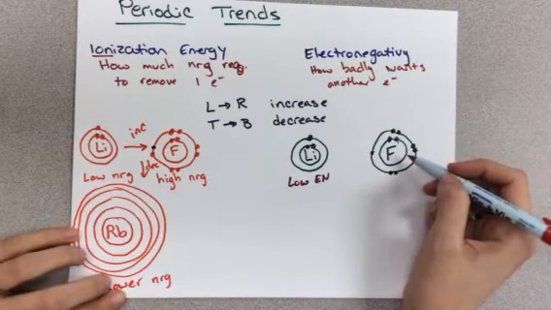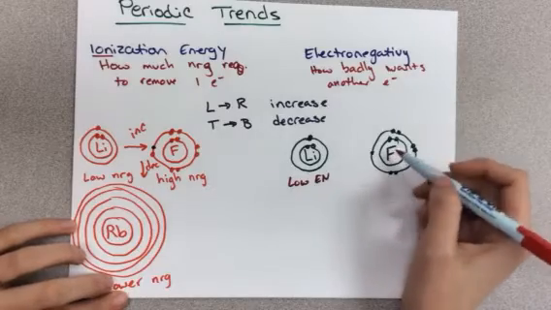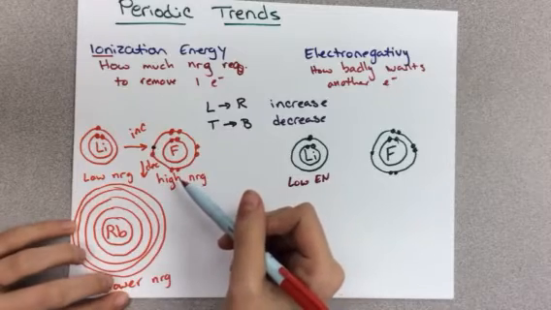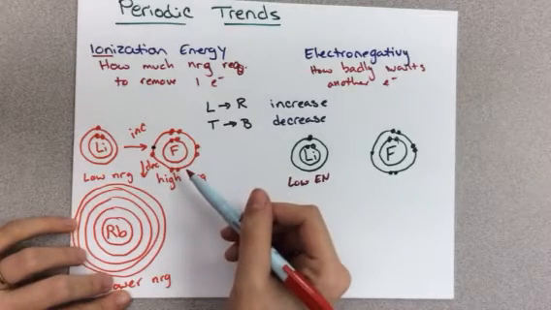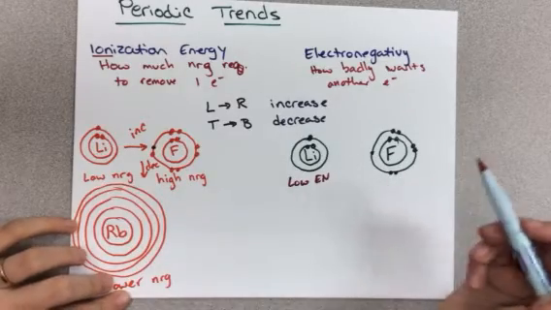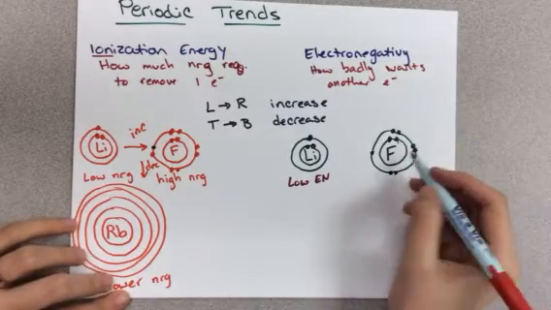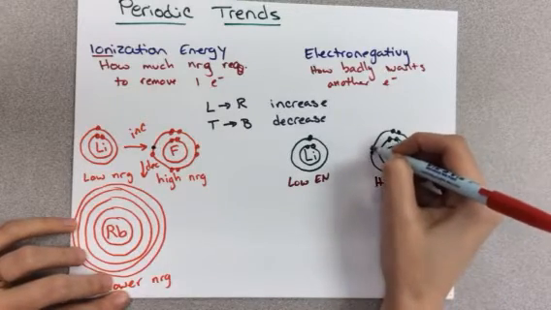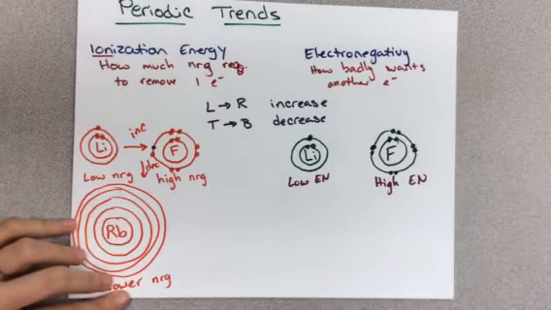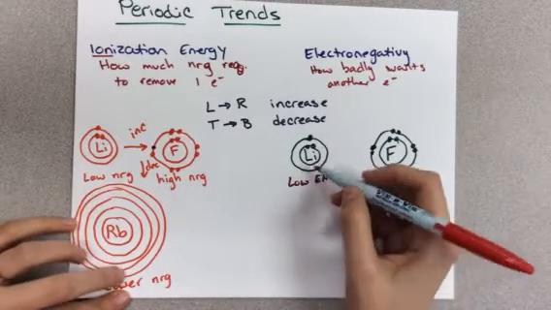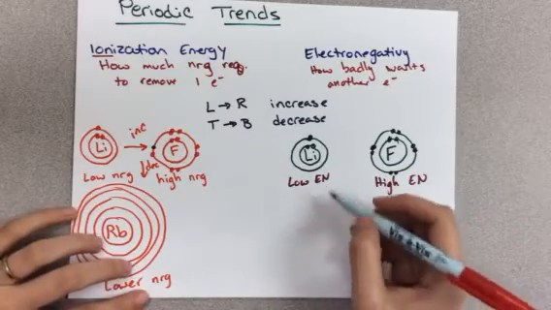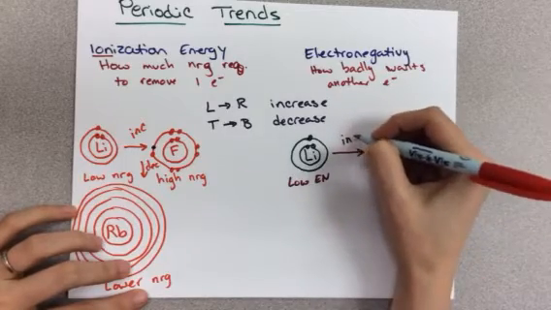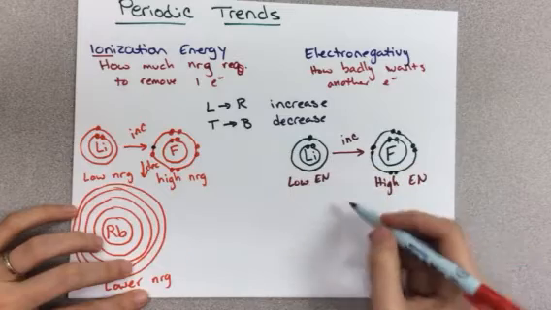Fluorine, on the other hand, really does want to add another electron. Remember, its ionization energy was very, very high because it would require a lot of energy to remove an electron. That's because its desire for another electron is very, very high. So high electronegativity because fluorine really wants that final electron to fulfill its octet rule. And then as you go from top to bottom, it decreases. So notice from left to right, electronegativity increases, and from top to bottom, it decreases.